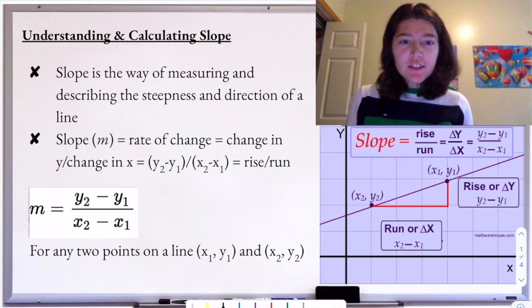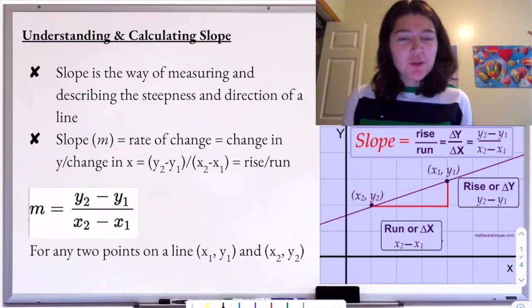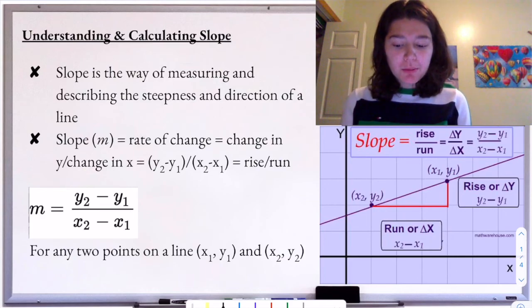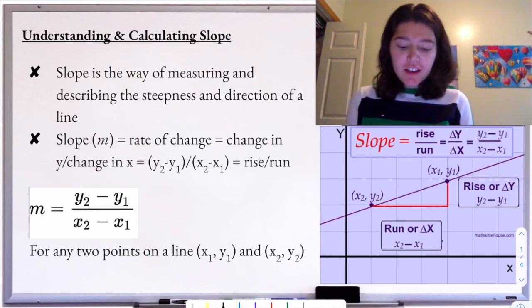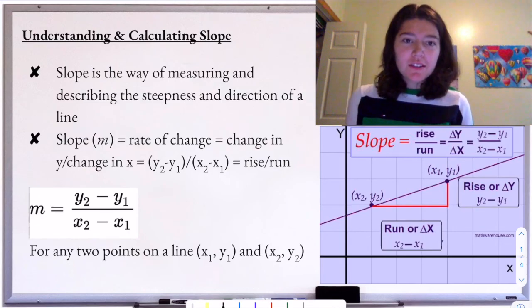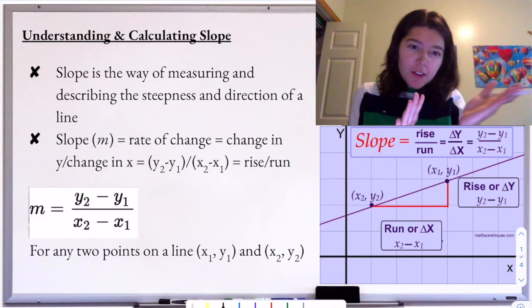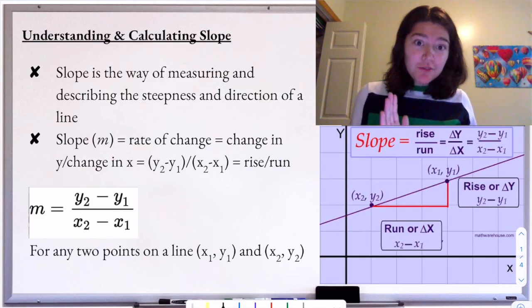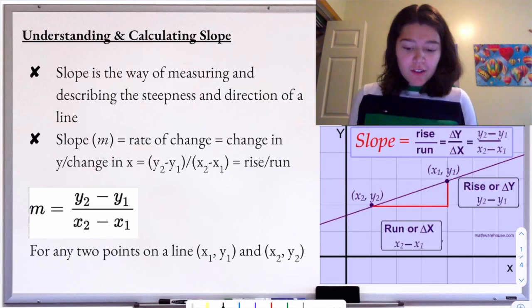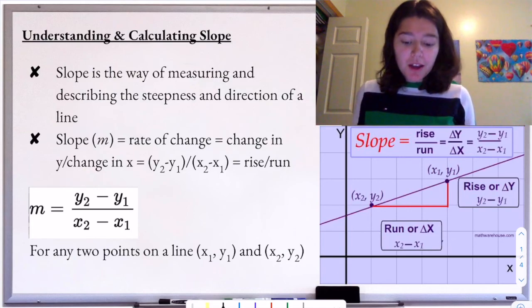So this is our first introduction to slope, even though we did see things related to it when we were talking about proportional relationships. So slope is the way of measuring and describing the steepness and the direction of a line. So slope is really about steepness. If we're looking at a line, is it going up very quickly? Is it going up slowly? Or is it going down very quickly? Or is it going down slowly? Okay, so that's the general sense of slope. We're going to try to describe lines by using slope.